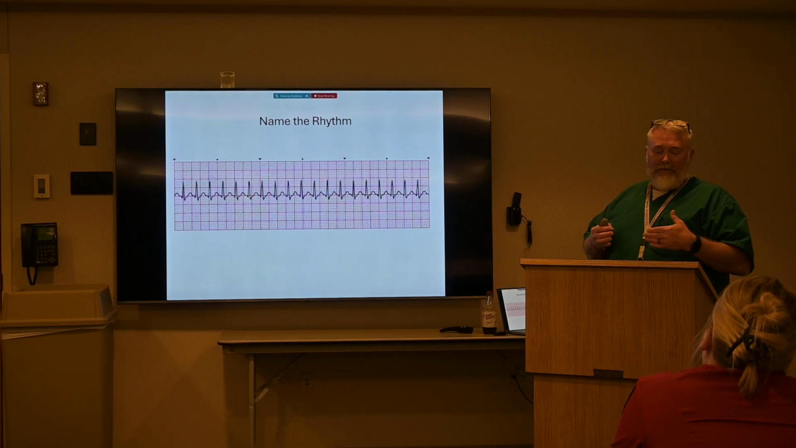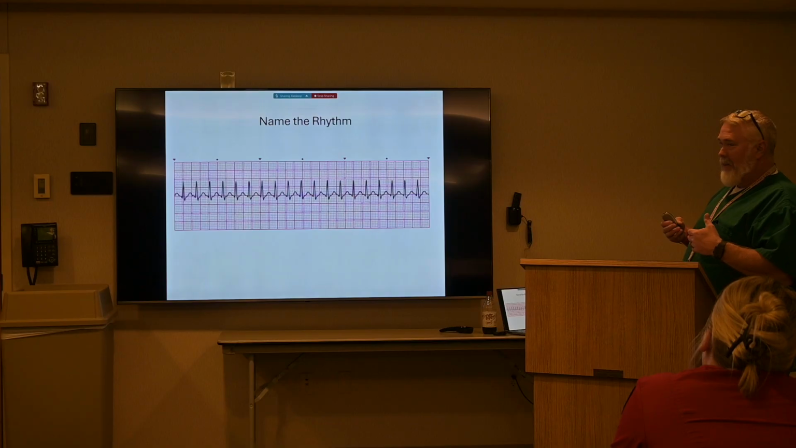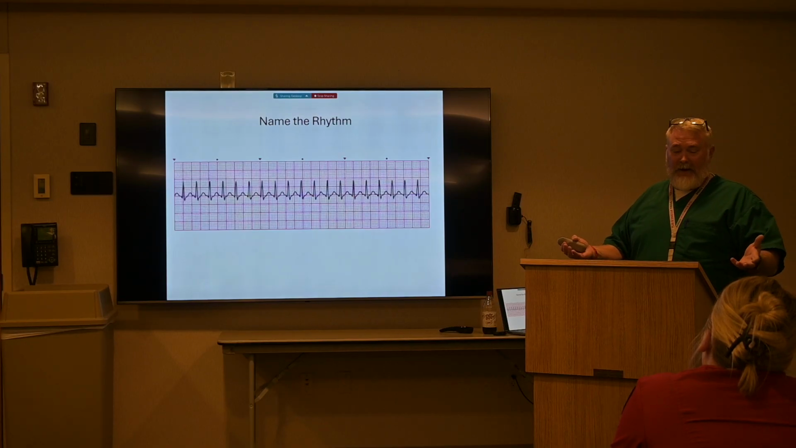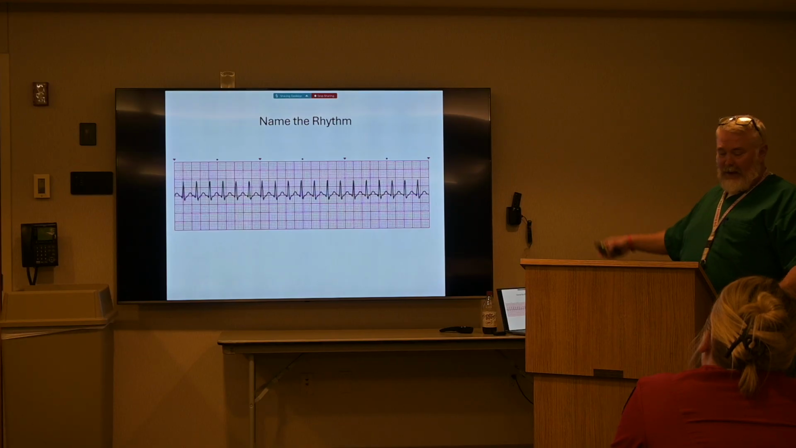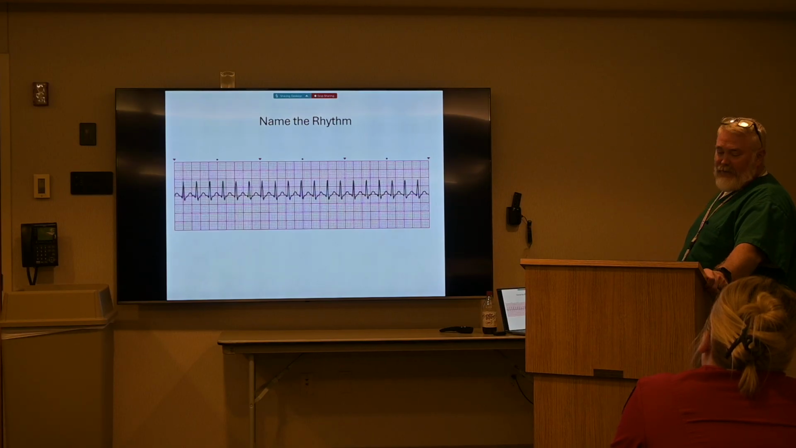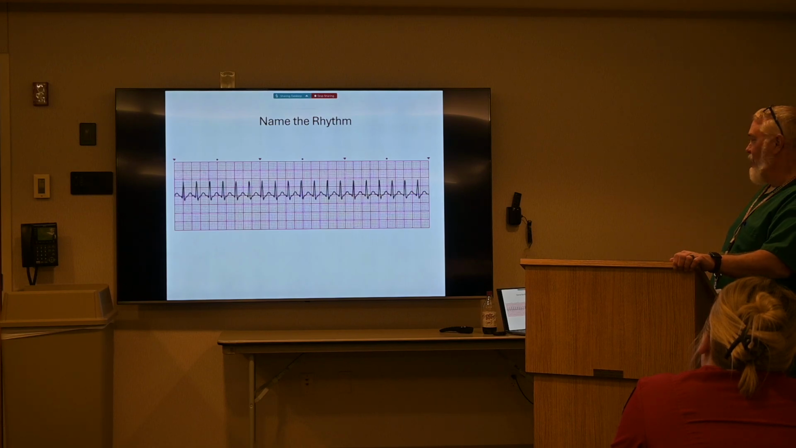So what's the first thing we do when we're looking at a strip? We ask ourselves, is it regular? Do the R to R intervals map out? In this case, yes. What's the rate? What do you think the rate is just by looking at it? It's hard to figure the rate when it's greater than 100. Yeah, quite a ways away.